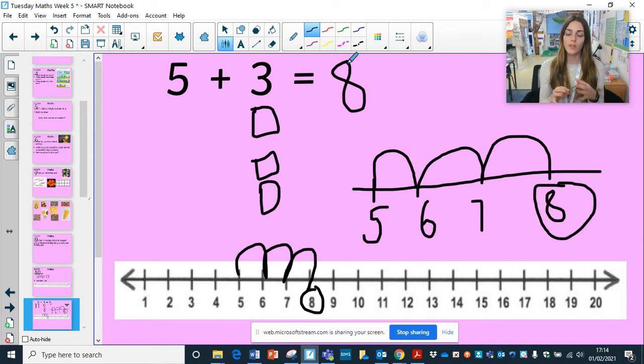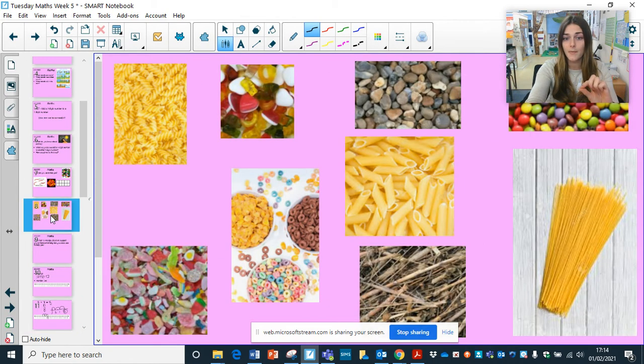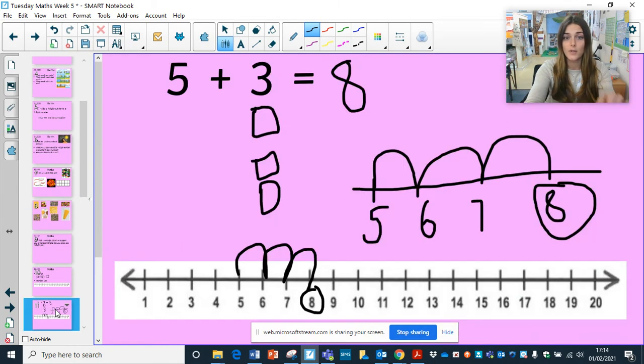So you need to try all those methods to know which one you feel comfortable and more confident with. But as long as you are showing your workings and you're able to explain, then that's absolutely fine to use any of those methods. So you can use your objects, as we discussed further up here, and if not, then you can use your jotting, your drawings, or you can use your number lines.